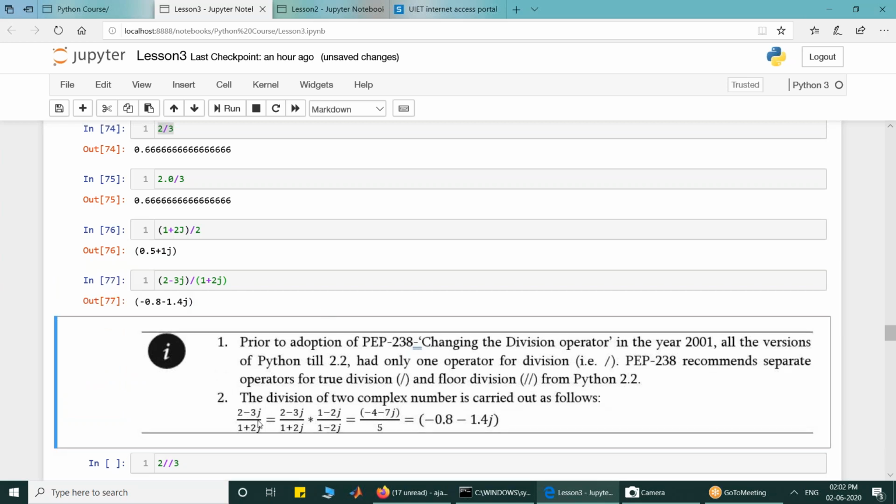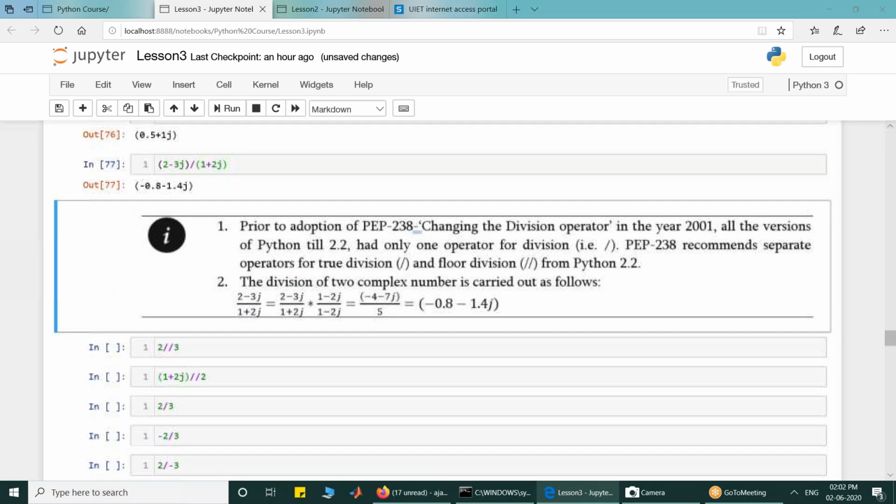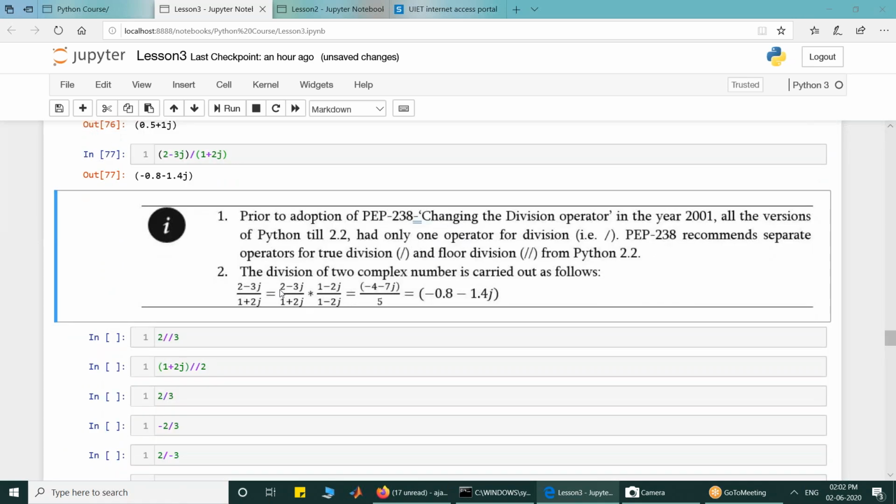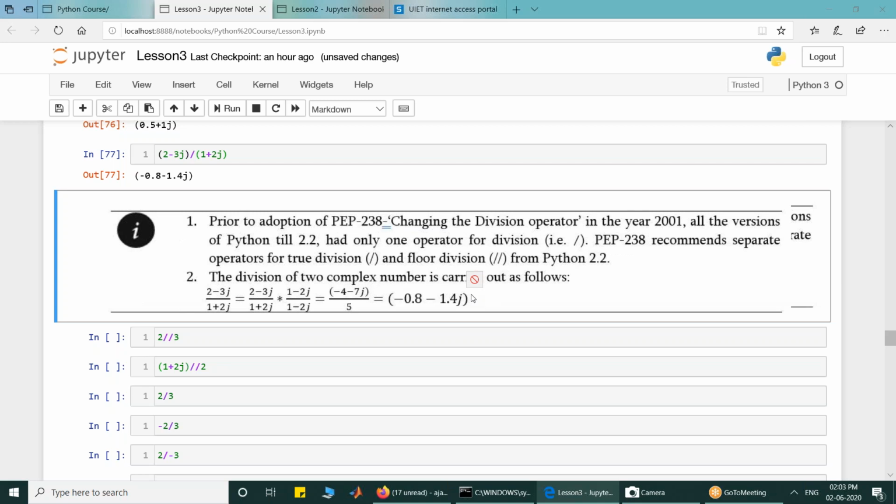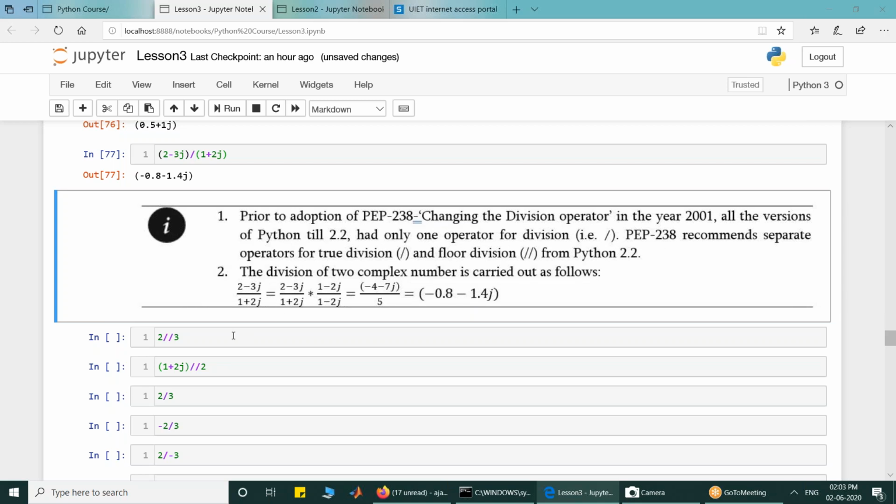Those who do not know how complex numbers are divided, look at this. 2 minus 3j upon 1 plus 2j is equivalent to writing 2 minus 3j upon 1 plus 2j into 1 minus 2j upon 1 minus 2j, and this simplifies to this result. So I think that you have covered this in your basic mathematics.